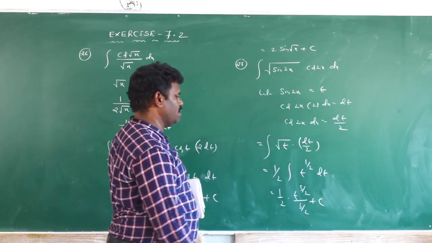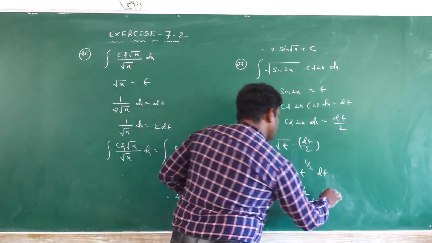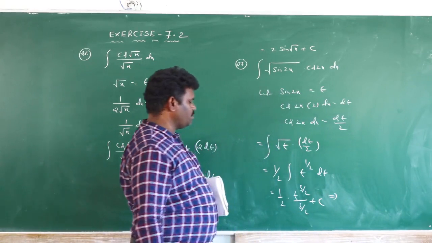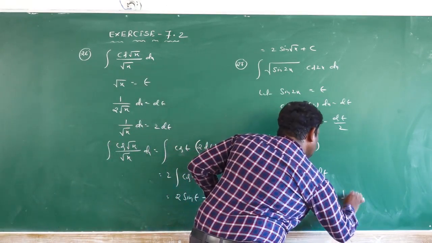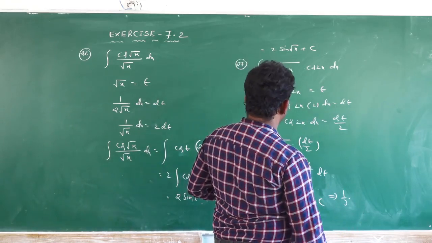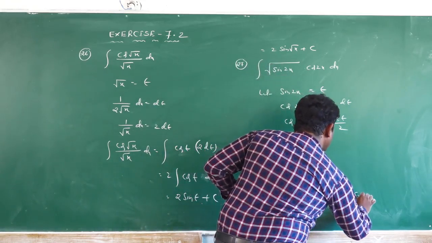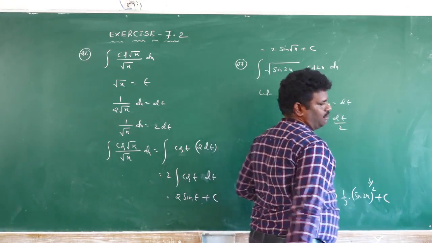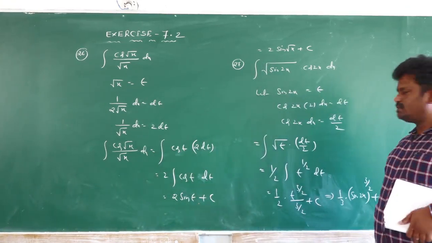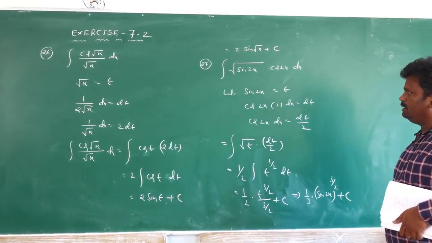Then we get 1 by 2 into t power 3 by 2 divided by 3 by 2 plus c. Okay? So the next step is cancellation of the 2, so 1 by 3 into t, which is sin 2x, so sin 2x whole power 3 by 2 plus c value. Okay?